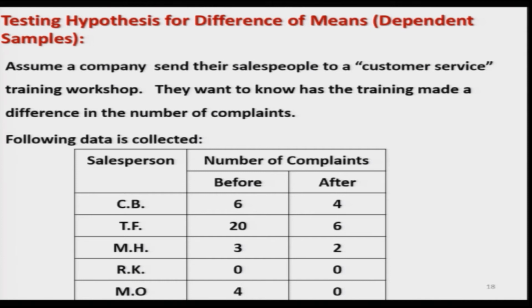Or the same thing is this, that if I want to test the efficiency or efficacy of a medicine, then some patients are called, their body parameters are recorded, and then they are given the medicine for some time, and then the body parameters are recorded again on the same set of patients. So, these are the situations where we can employ the paired t-test.